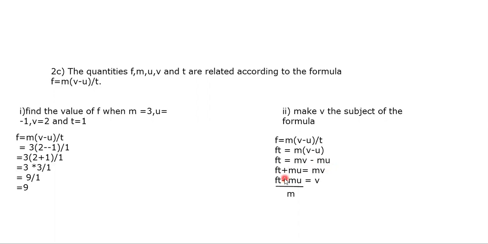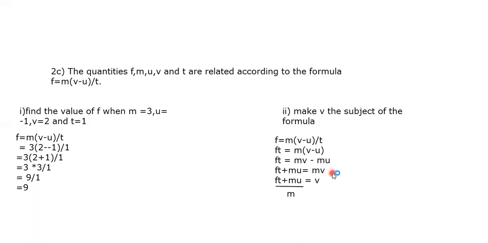Now, we want to get rid of this mu because we want to make v the subject, and of course, the m is attached to the v. This has no part with it, so we want to get rid of this. How do we get rid of this? We add it to both sides. So therefore, you would get ft plus mu equals mv.